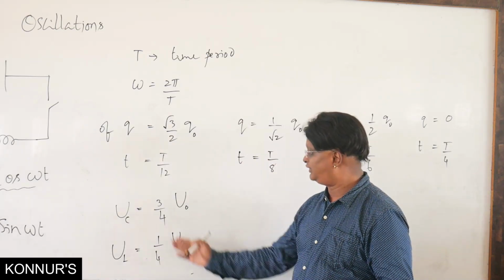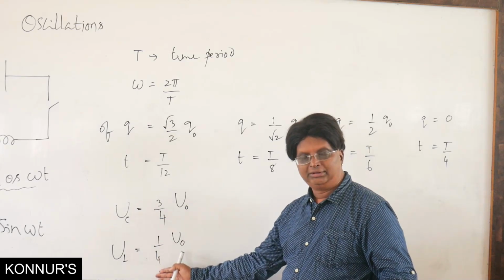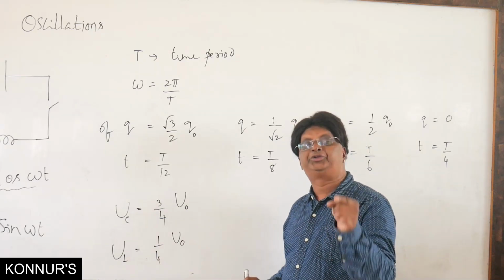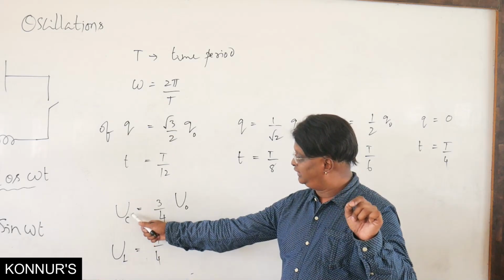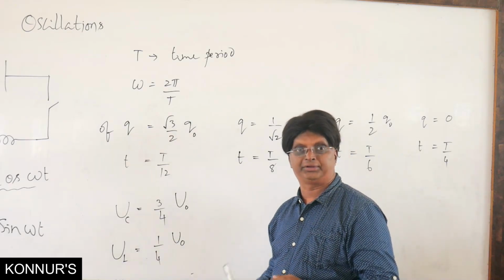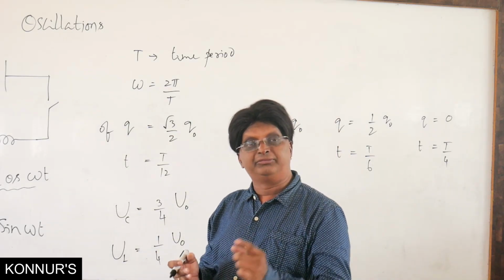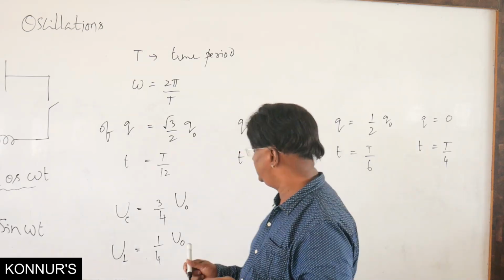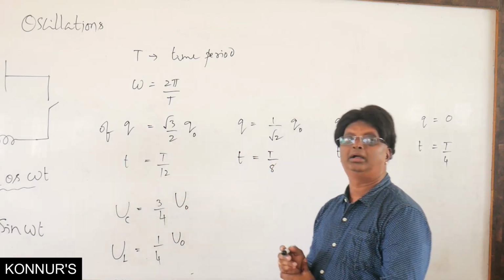1/4 of U naught. The ratio becomes 3. The ratio of energy stored in the capacitor to energy stored in the inductor. One more example. If that is equal to 3, what is the time period? So the time period is T by 12.